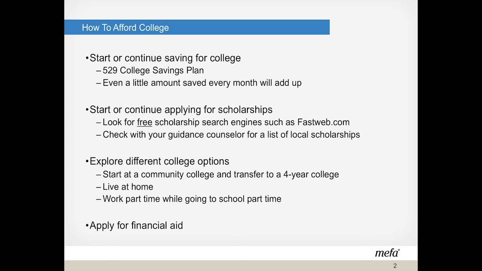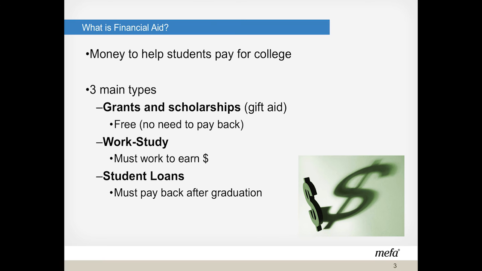You can also explore different college options. There are plenty of four-year schools that students can attend, but there are also two-year schools, most of the time called community colleges, where students can attend for 2 years and then transfer to a four-year school. Students can always live at home and then attend college while living at home, and many students opt to work part-time while also going to school part-time. So that's an option for students as well. And one of the most important things to do to afford college is to apply for financial aid.